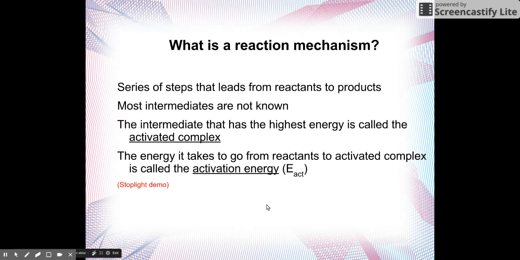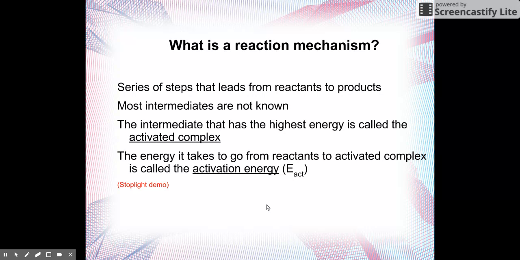So what is a reaction mechanism? Again, the world probably thinks you have these reactants and then as if by magic, bam, all of a sudden you have products. But that doesn't happen like that. What happens is that one thing forms and then that turns into another thing and another and another.